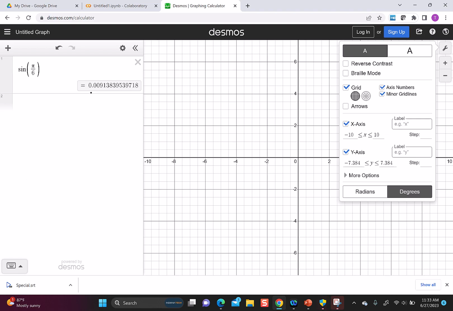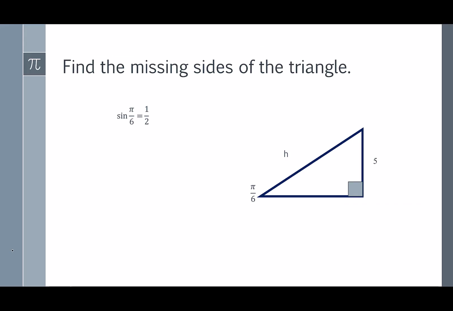Notice that in degrees, it gives me a value of 0.009. So make sure you switch back and forth between degrees and radians as needed. Now that we know the sine of pi over 6 is equal to a half, that tells us that 5 over h is equal to a half. If we cross multiply, 5 times 2 is 10, which is going to be h, the value of our hypotenuse.